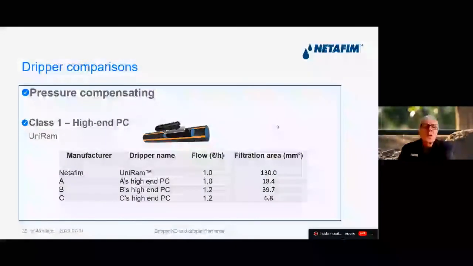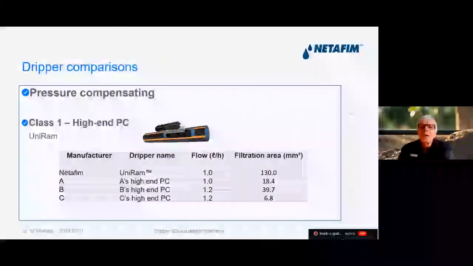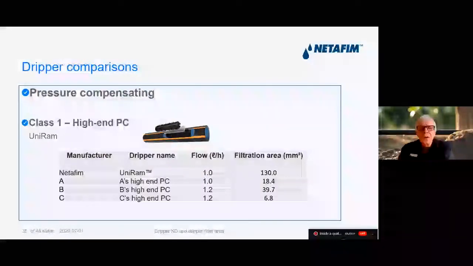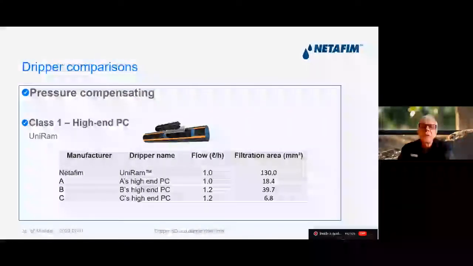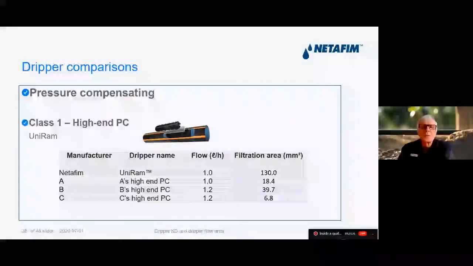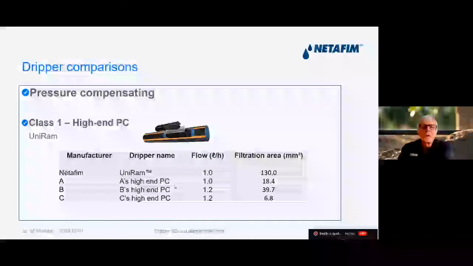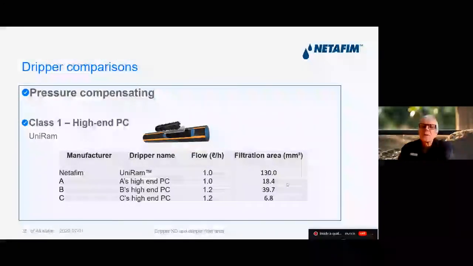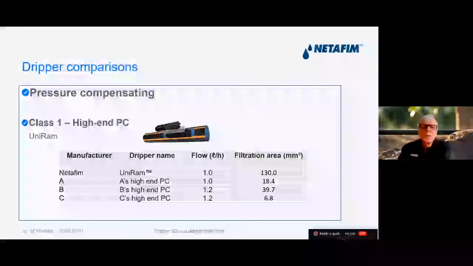Now, if we look at the filtration area of class 1, our Uniram, where we compare it with some of our competitors' similar drippers, you can see I've put down here manufacturer A, B, and C. These are genuine drippers, and the names of these are available from your Netafim technical advisor. But you can see there that manufacturer A, their high-end PC, has only got a filtration area of 18.4. Manufacturer B, 39.7, call it 40 square millimeters, and manufacturer C is 6.8 square millimeters.